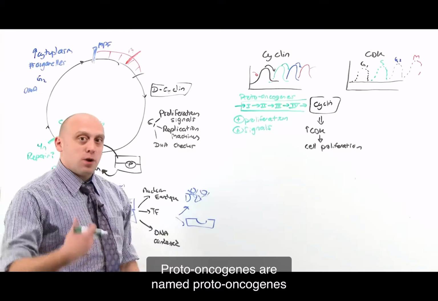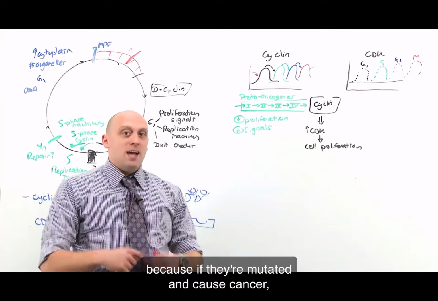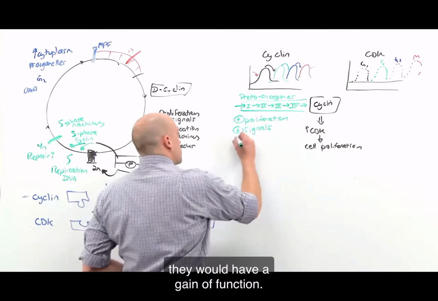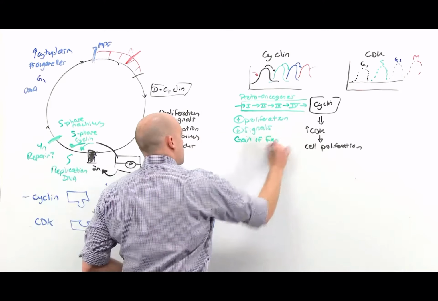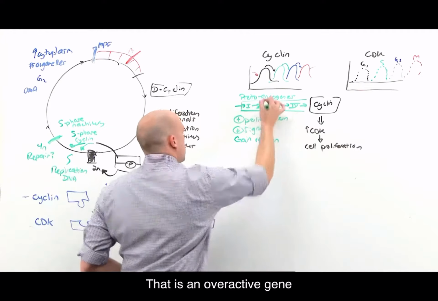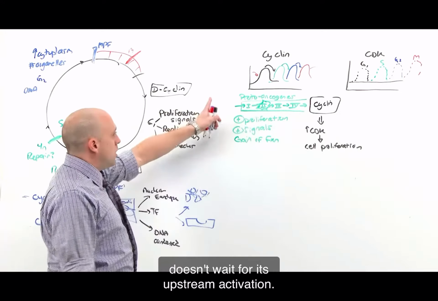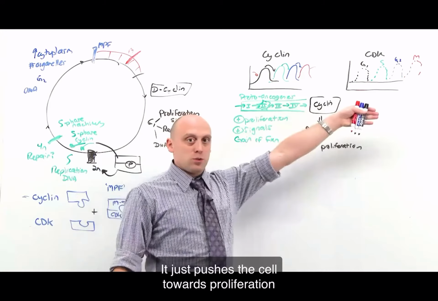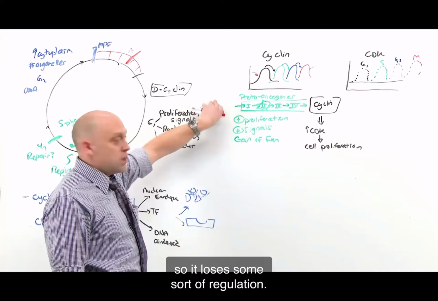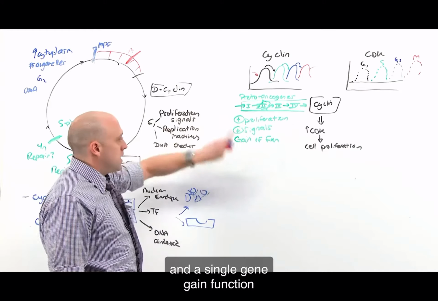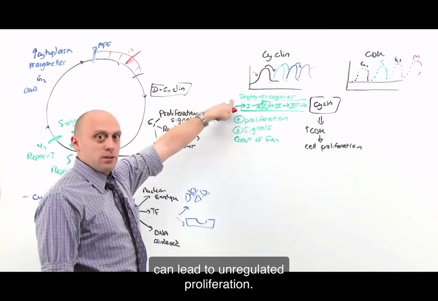Proto-oncogenes are named proto-oncogenes because if they're mutated and cause cancer, they would have a gain of function. That is, an overactive gene doesn't wait for its upstream activation, it just pushes the cell towards proliferation, so it loses some sort of regulation. Proto-oncogenes are pro-proliferation, and a single gene gain of function can lead to unregulated proliferation.